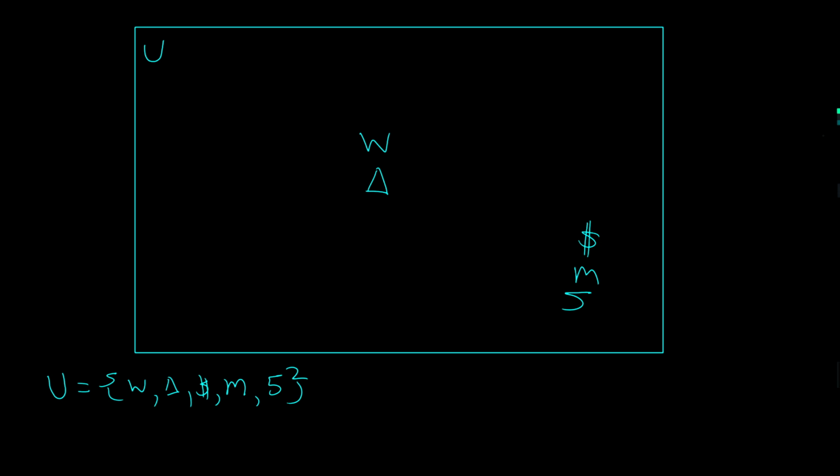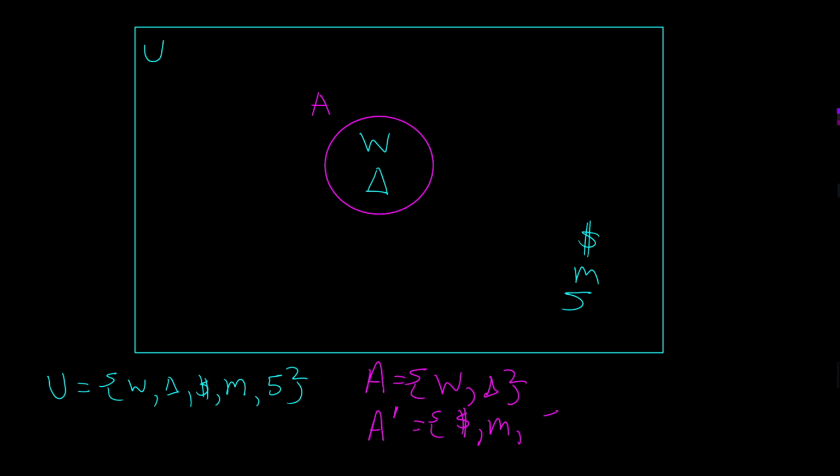I'm going to come out here and make a set. And that's going to be my set A. And so I can come down here, and in my roster notation I can say A consists of the elements W and triangle. And then I could say the complement of A, or the things in the universe that are not bounded by A, is dollar, M, and 5.